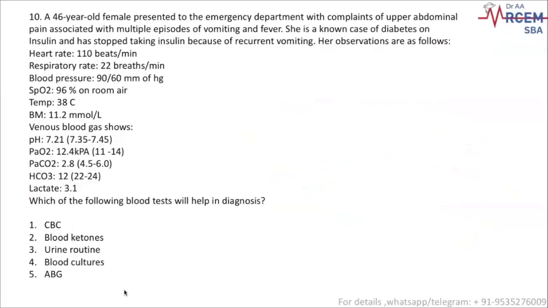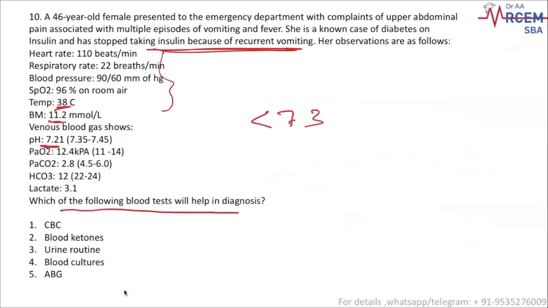A 40 years old female presents to the ED with complaints of upper abdominal pain associated with multiple episodes of vomiting and fever. She is a known case of diabetes on insulin and has stopped taking insulin because of recurrent vomiting. Her observations are as follows. What do you need to remember? BM is on the higher side. Fever is present. pH is less than 7.3. They're asking which one of the following tests will help you with the diagnosis here. She is a known case of diabetes.